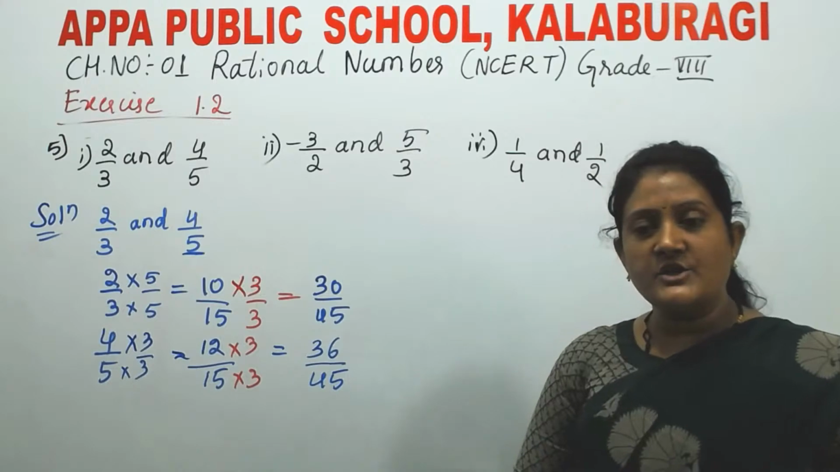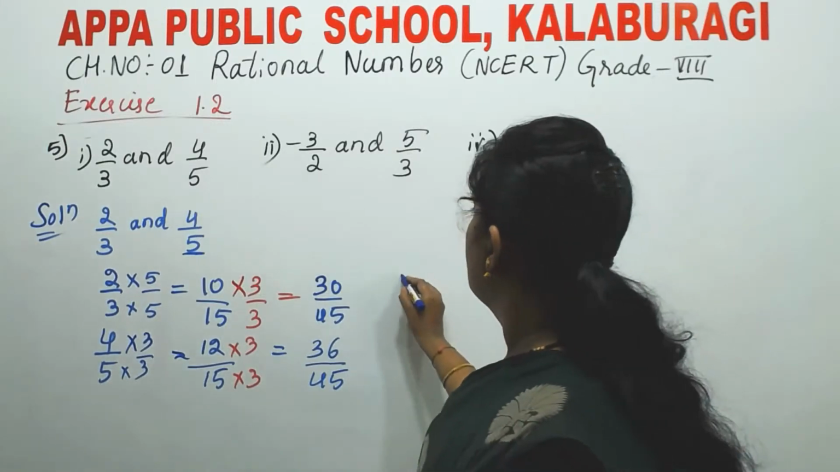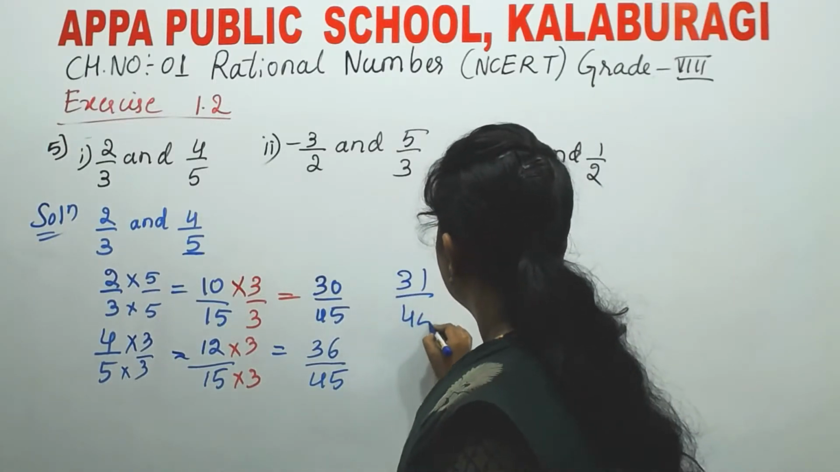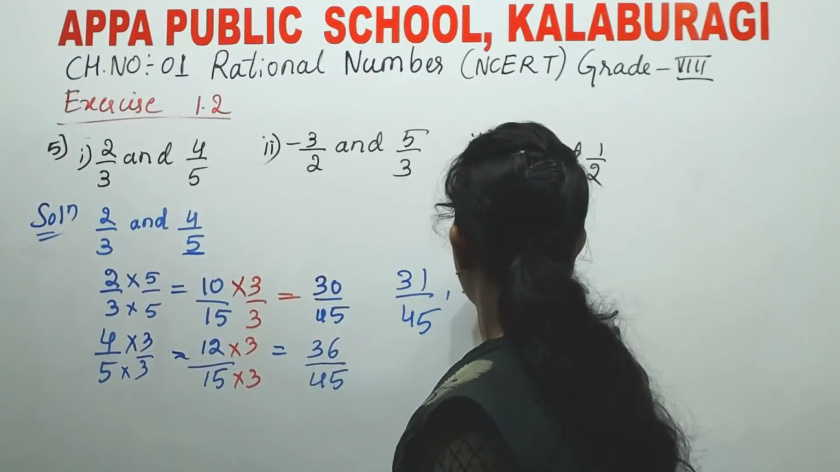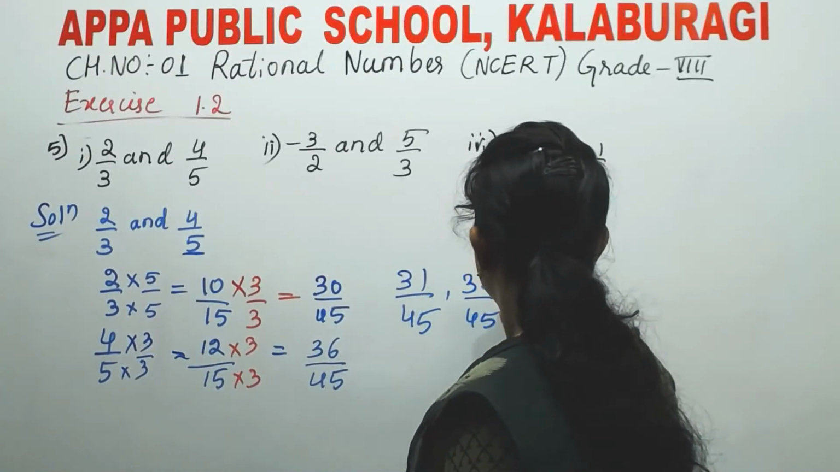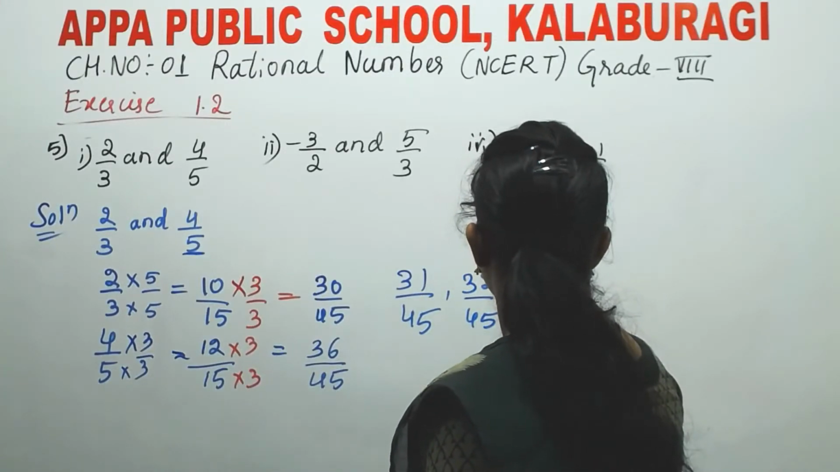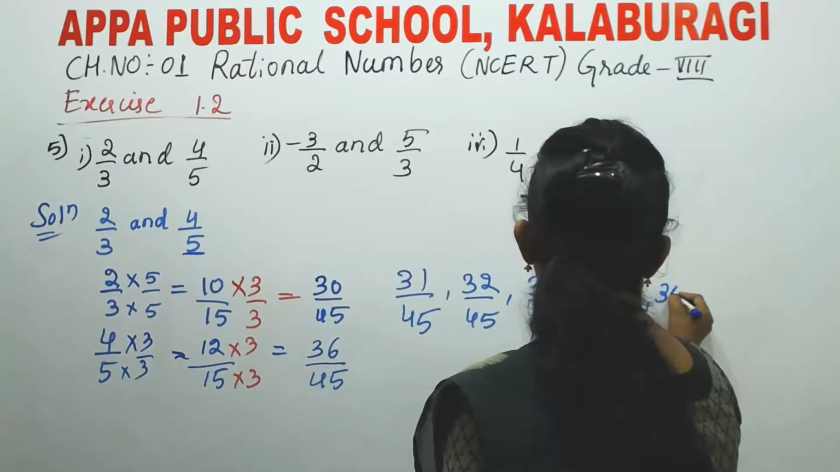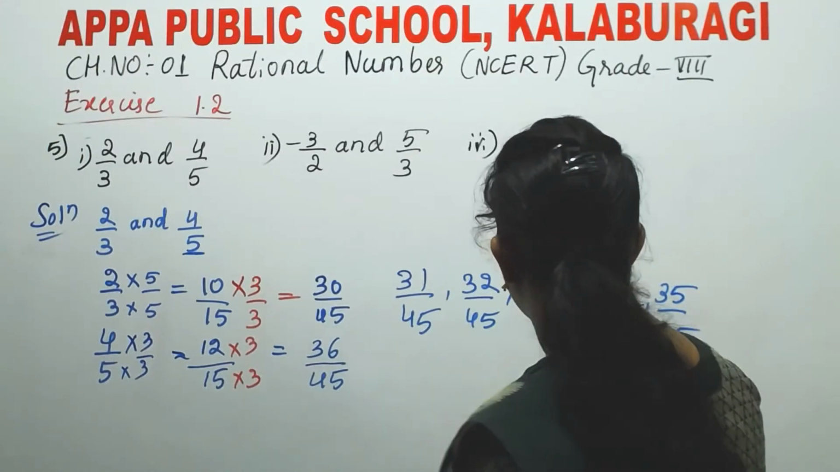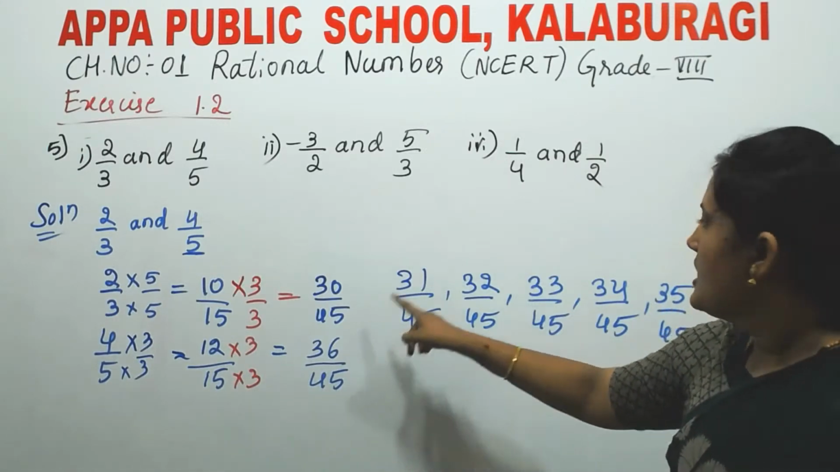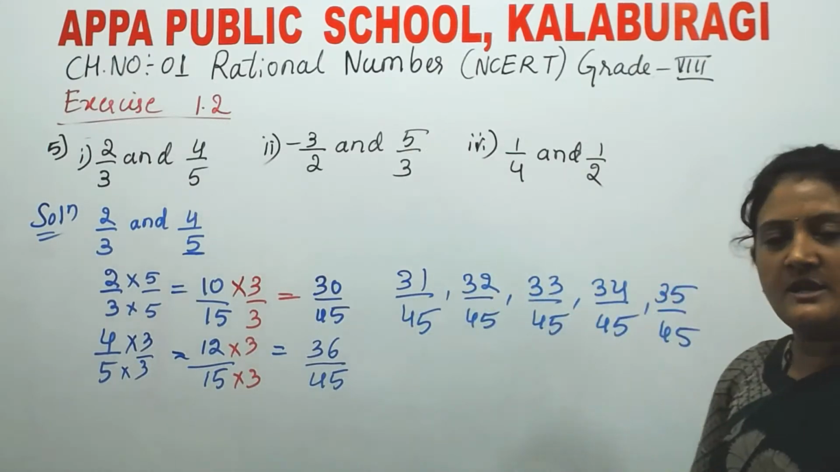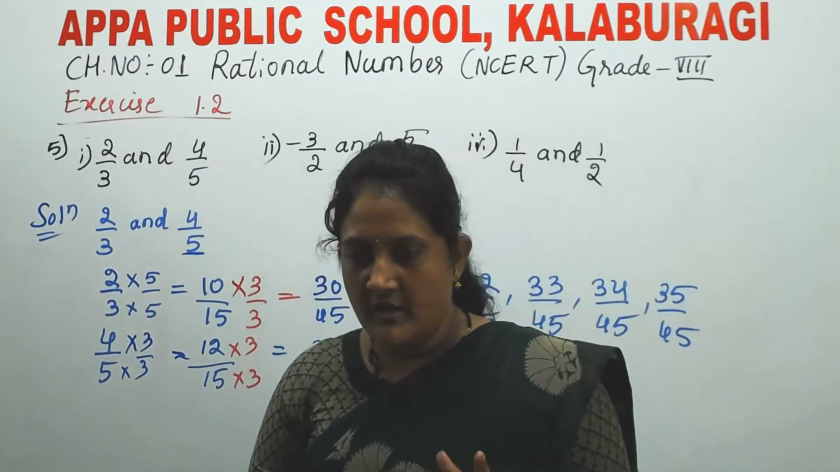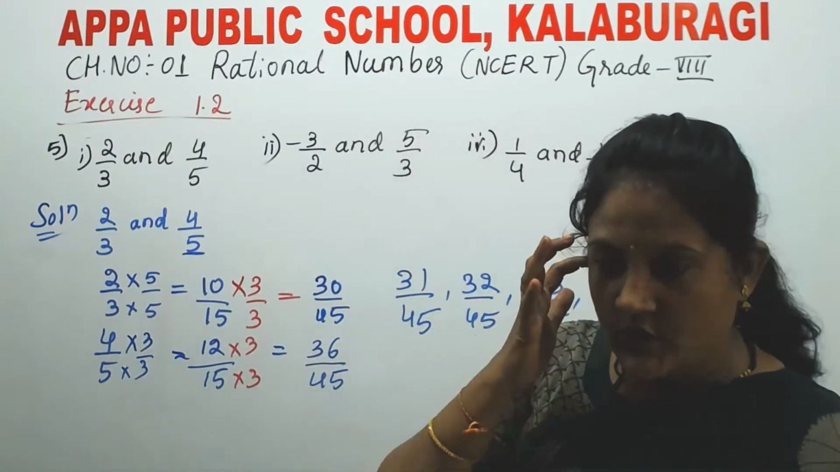Can we get 5 rational numbers? Of course, we will get 31 by 45, 32 by 45, 33 by 45, 34 by 45, 35 by 45, right? We got 5 rational numbers. Next is 36, right? 1, 2, 3, 4, 5. 5 rational numbers we got. So hopefully you understand? Yes, very good. Shall we go for the next one?